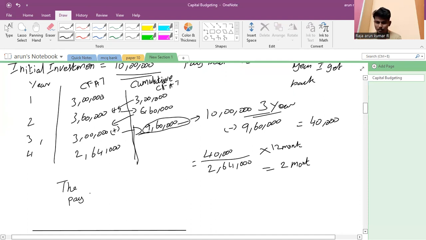The payback period is equal to 3 years and 2 months. You simply write it as 3 years.